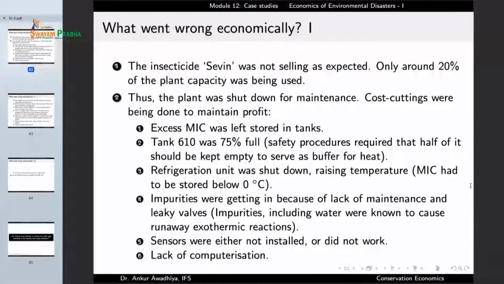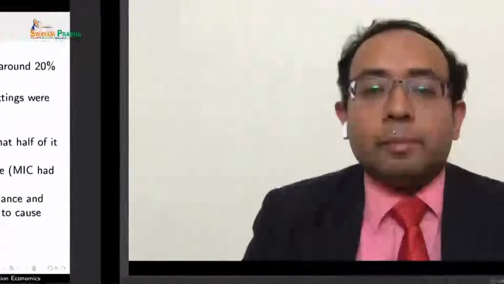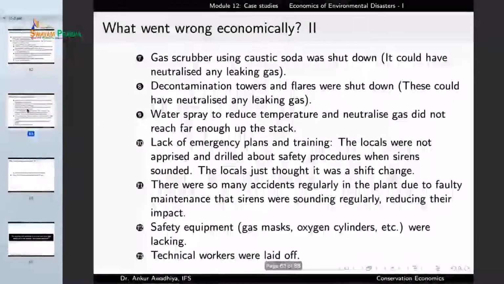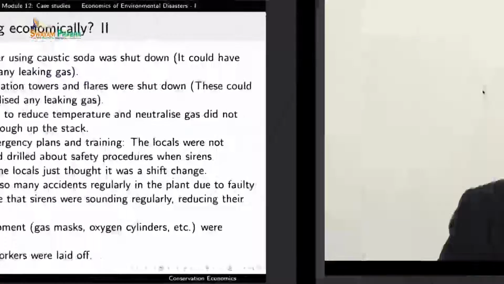Why? Cost cutting. There was a lack of computerization. Why? Because if there is a plant that is only working at 20% of its capacity, why spend money to modernize the plant? So no computerization here. The gas scrubber that used caustic soda was shut down. Now, why do we need a gas scrubber? Because if there is any gas that gets leaked from the industry, then it should be neutralized.